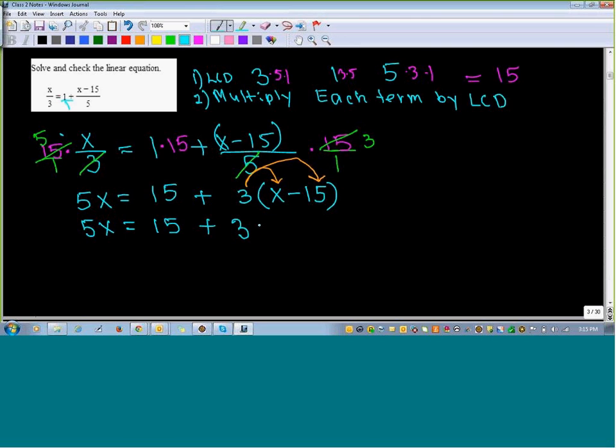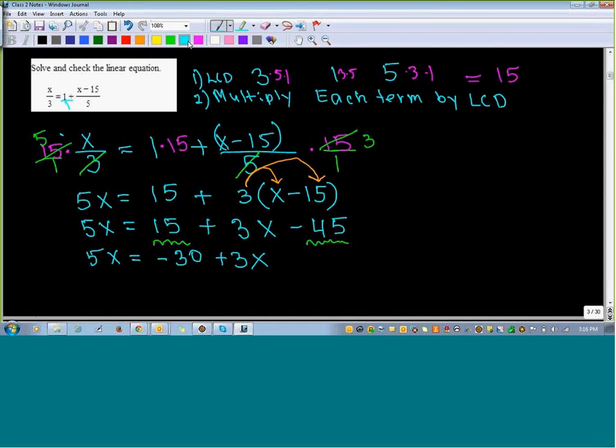Now let's combine terms. 45 minus 15 is 30. That means 15 minus 45 is also 30, but negative, right? Now remember, letters stay with letters, numbers stay with numbers. So apples to apples, grapes to grapes. So these need to be grouped together.